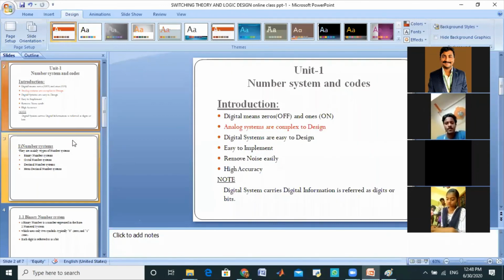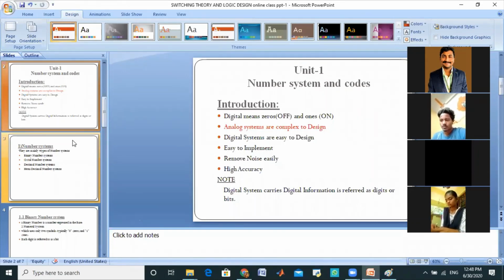Remember this, guys. Digital systems are easy to design as compared to analog systems, easy to implement, noise can be removed easily, and high accuracy. If a two marks question comes, what is the need of logic design, and what is the advantage of logic design, you can write whatever points I delivered as the answer.